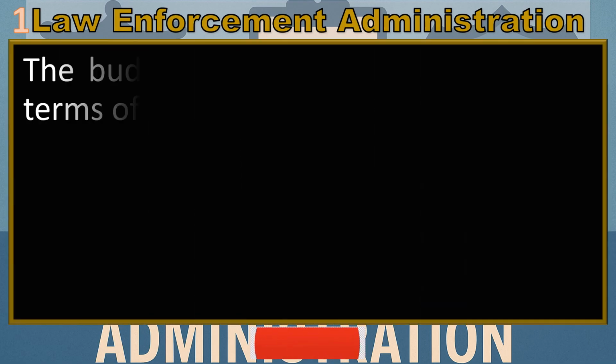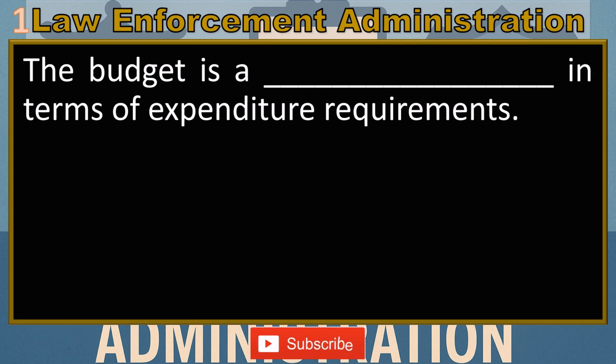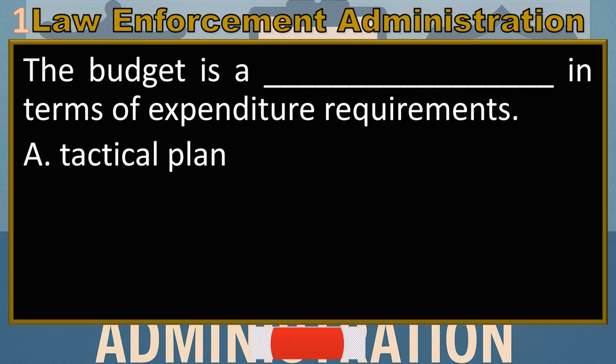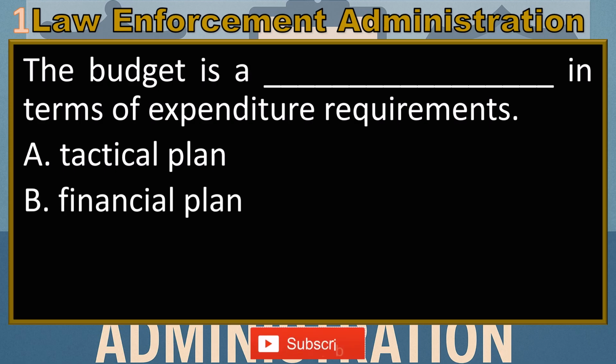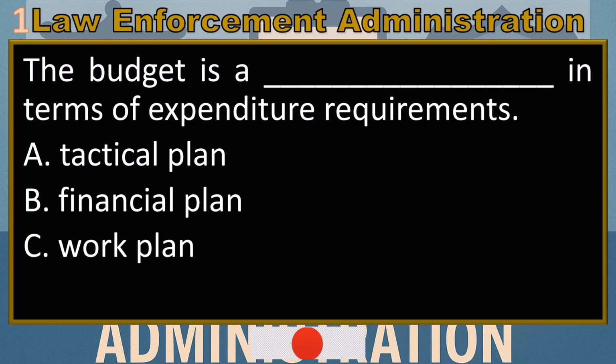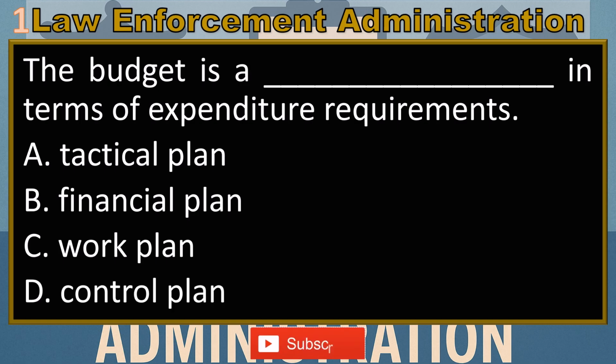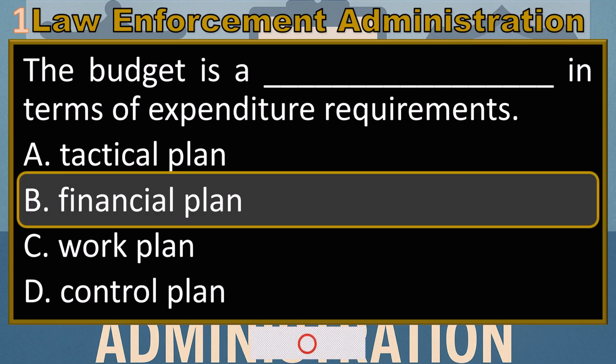The budget is a blank in terms of expenditure requirements. Letter A: tactical plan. Letter B: financial plan. Letter C: work plan. Letter D: control plan. In the next 5 seconds, select the best response from the available options. 5, 4, 3, 2, 1. The letter of the correct answer is B: financial plan. The budget is a financial plan in terms of expenditure requirements.